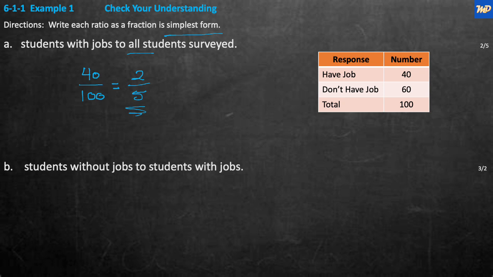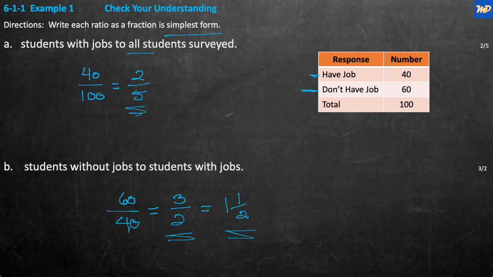Let's do B, students without jobs to students with jobs. Students that don't have a job, right here, is 60. And that is over how many students with jobs, right here? 40. So 60 over 40 is equal to, again with the 20, we're going to divide by 20. 60 divided by 20 is 3, and 40 divided by 20 is 2. There's our result, 3/2. We could take it one step further and say 1 1/2.